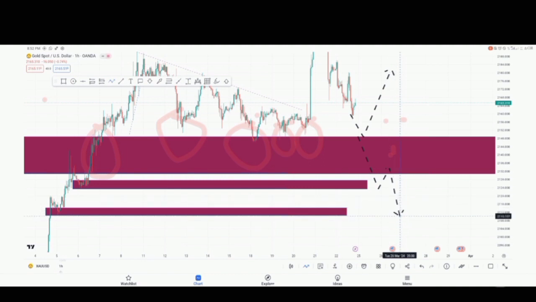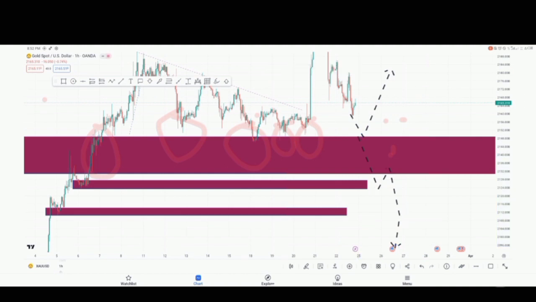So guys, we're expecting two scenarios. We're expecting price to rebound on this support, which is this arrow I used here, and then continue to the upside. While we're also expecting price to break through this support, turn it into a resistance by retesting it, and then continue to the downside.